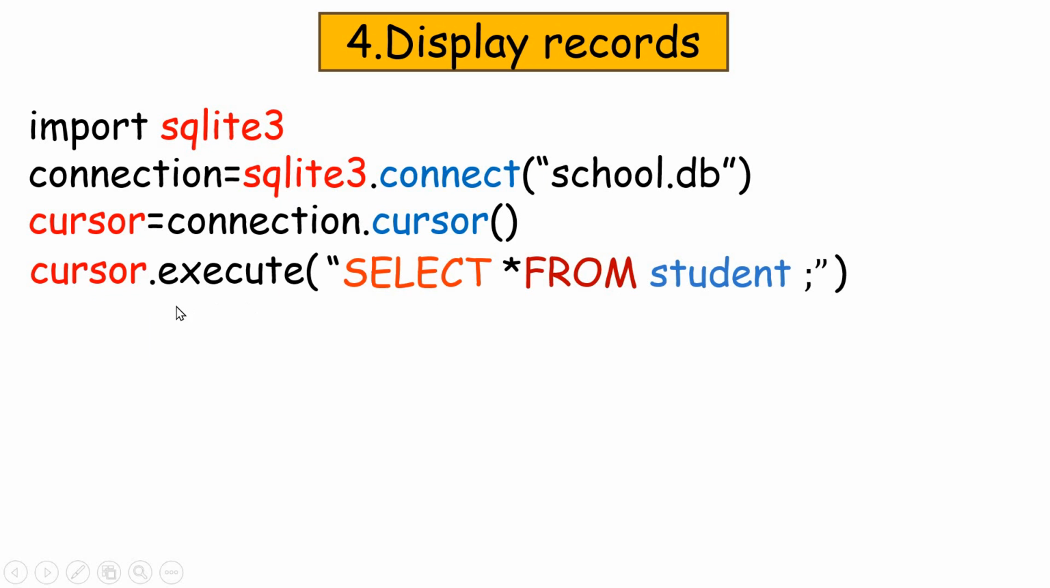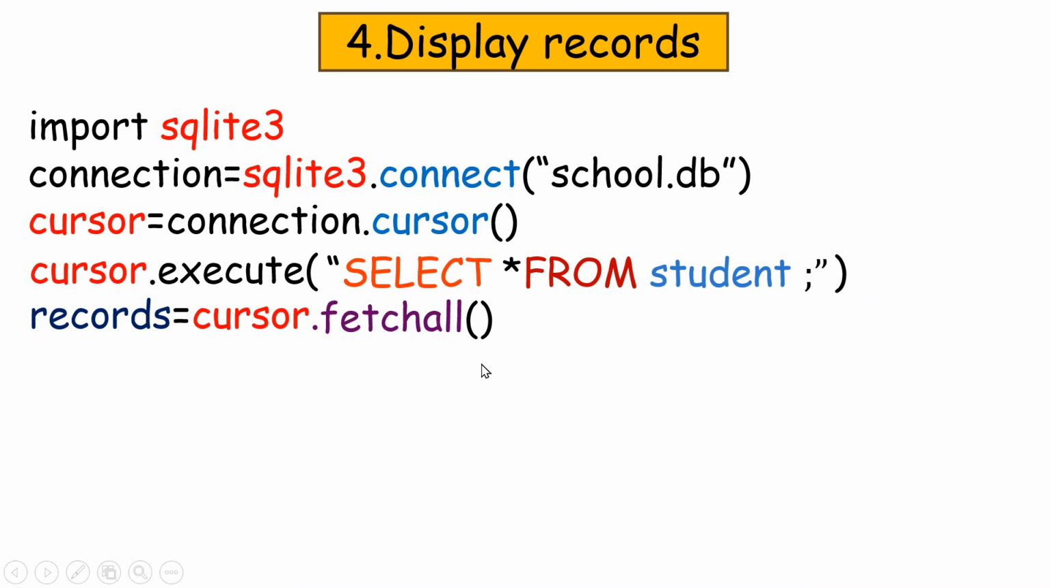After giving the select command like this, you have to fetch and store all the records in an object. Here I take an object called records is equal to cursor.fetchall(). So use the fetchall method to fetch all the records from the student table. The fetchall method fetches all the records from the student table and stores them in this object records. The records object will actually be a list of tuples.